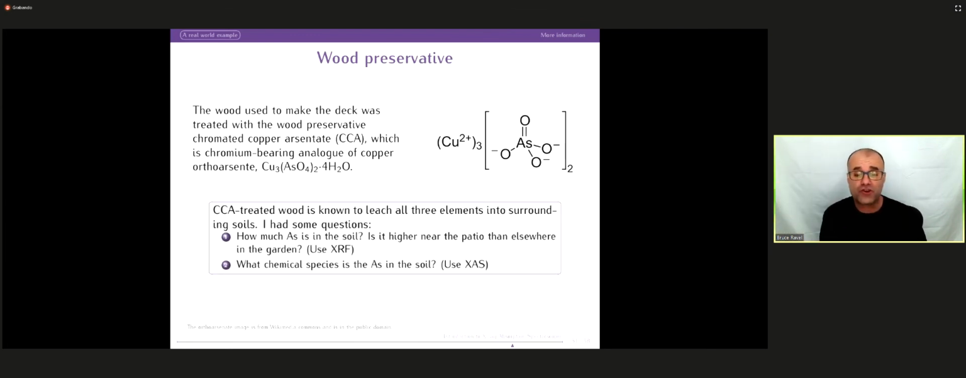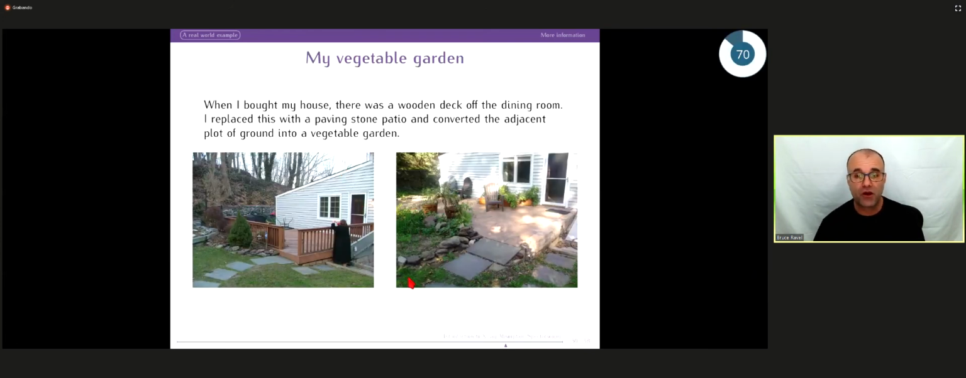There's a whole literature out there of people who have studied this, people who have studied fence posts in farmland and taken soil samples at different distances away from the fence post. And there is very clearly chromium and copper and arsenic leaching out of pressure treated wood. So if we go back to this picture, I am growing vegetables in my vegetable garden, things that I intend to eat. I am growing those right next to where this pressure treated wood patio used to be.